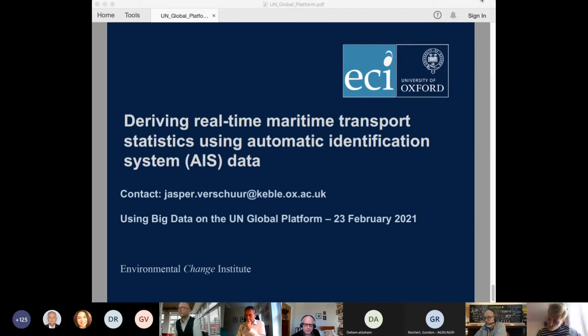And the second one is you work for the Environmental Change Institute. Are you doing also work on the greenhouse gas emissions? We know that's work that's done quite a bit now under the IMO, the International Maritime Organization. Also want to see if Oxford is also involved in that work. Thanks.